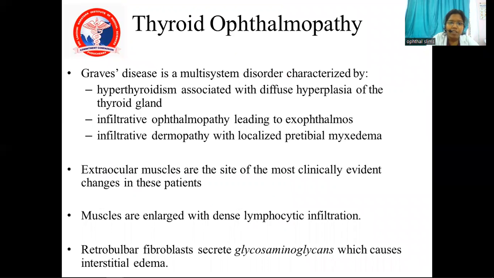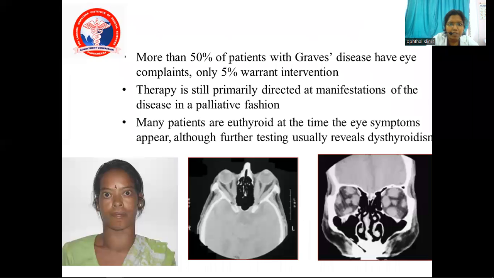Thyroid ophthalmopathy. Graves' disease is a multi-system disorder which is characterized by hyperthyroidism associated with diffuse hyperplasia of the thyroid gland, infiltrative ophthalmopathy leading to exophthalmos, and infiltrative dermopathy with localized pretibial myxedema. Extraocular muscles are the site of the most clinically evident changes in these patients. Muscles are enlarged with dense lymphocytic infiltration. Retrobulbar fibroblasts secrete glycosaminoglycans, which cause interstitial edema.